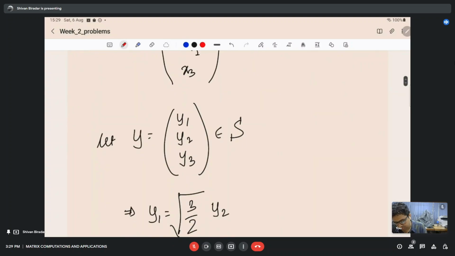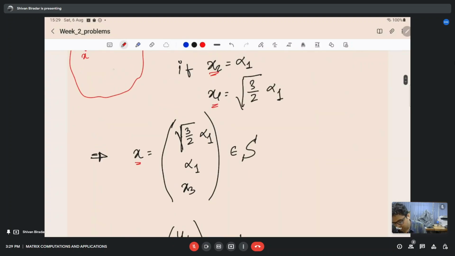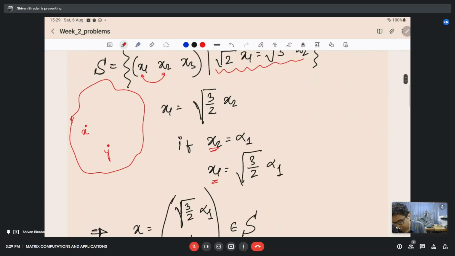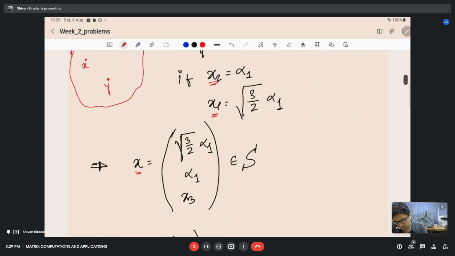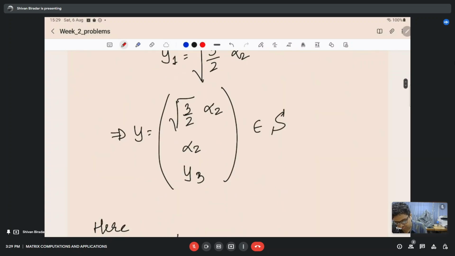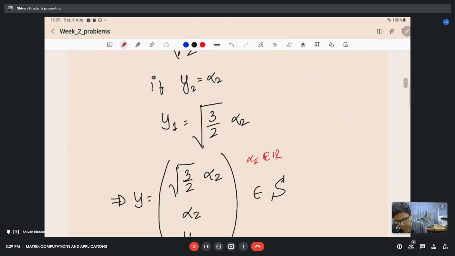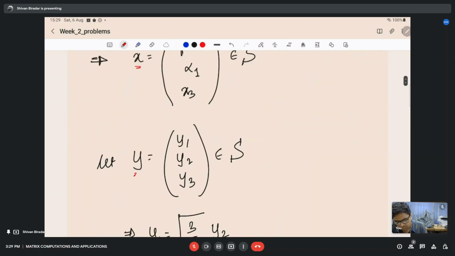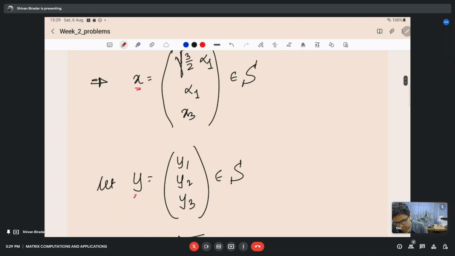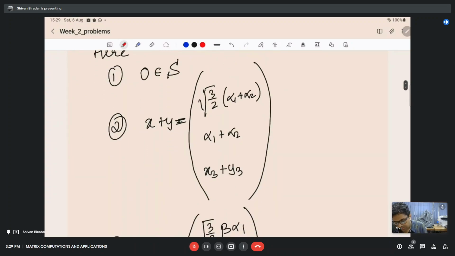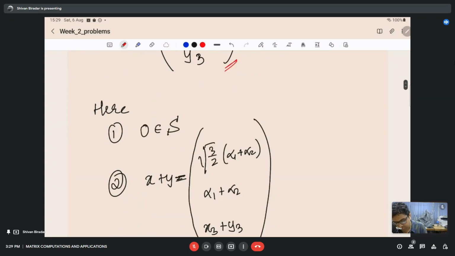So I have a vector x here which has this form. Let us take another vector y belonging to this subset S. This y will again have this format, where alpha 1 and alpha 2 belong to the real numbers. So now what we have done is that we have two vectors, x and y.